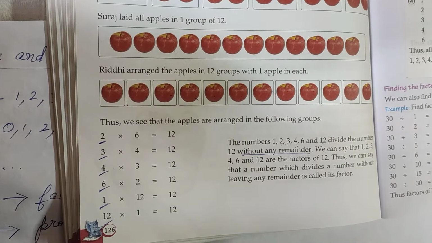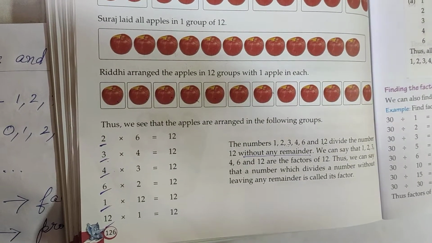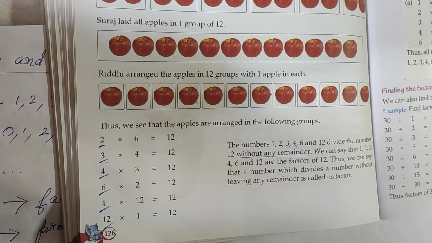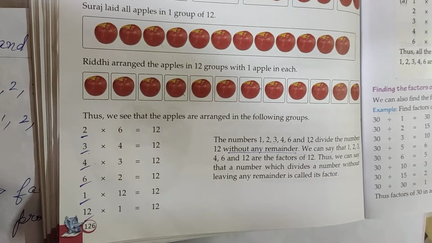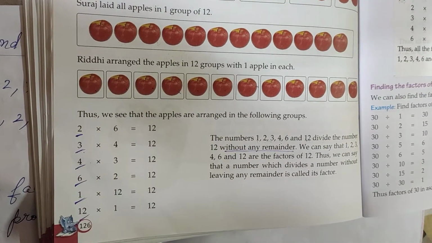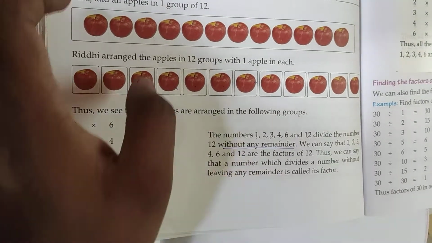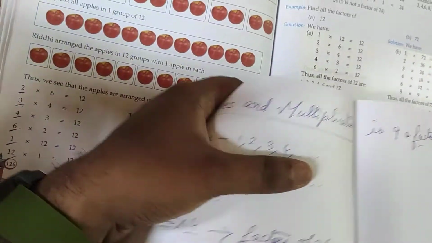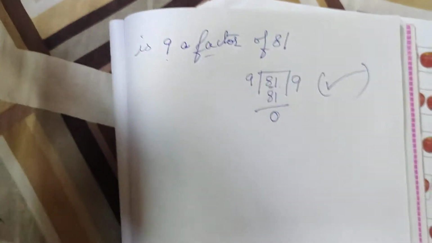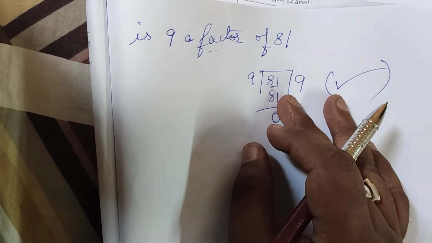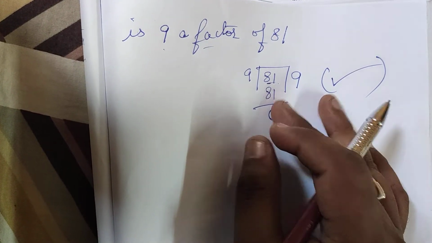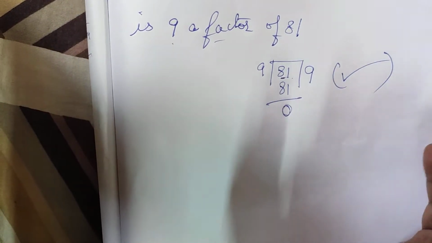Am I clear to you up to this much? Thus we can say that a number which divides a number without leaving any remainder is called its factor. Hope you are clear up to this much. Then let's move to the next point, the method of finding factors. How can we find factors? Just follow here.